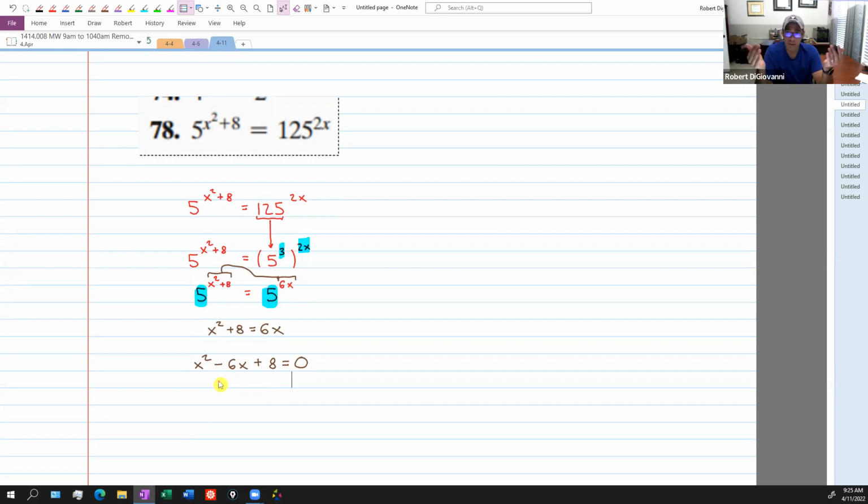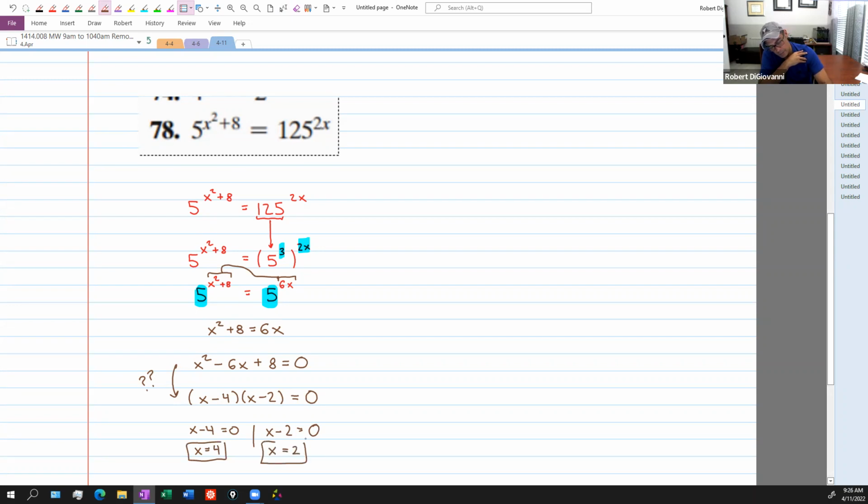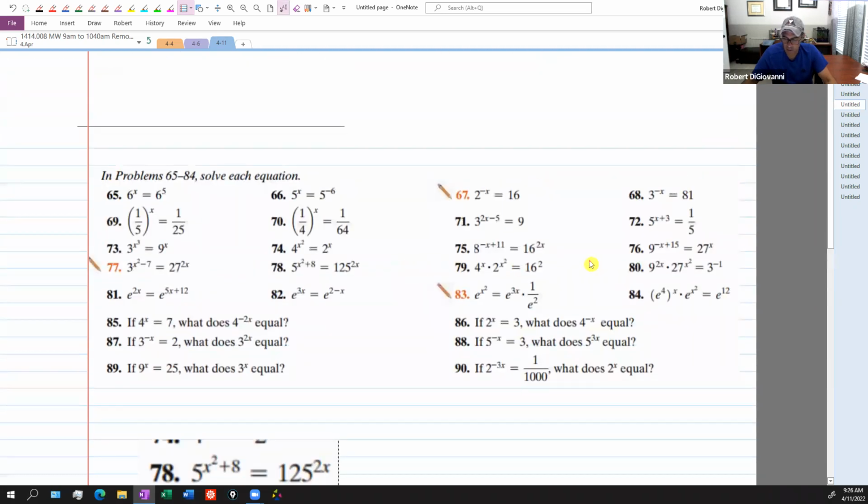I'm just going to assume that everyone here could factor this. Somehow, some way, you could figure out this is x minus 4 times x minus 2. So from here to here, the question is, hopefully you can do that, right? And then you set each of those factors equal to 0. So we're going to have 2 answers on this one, 4 and 2. Let me go grab the next problem. I'll come back to that.